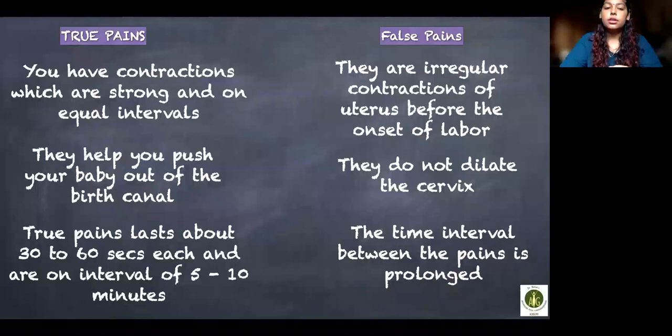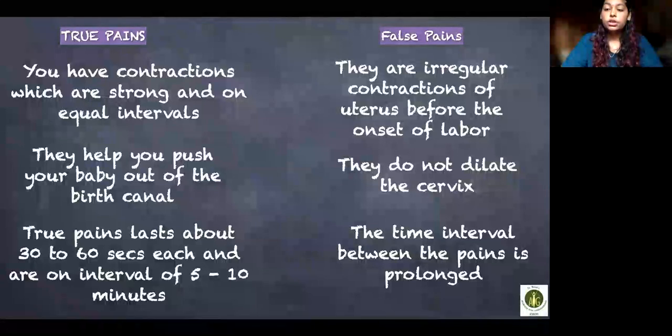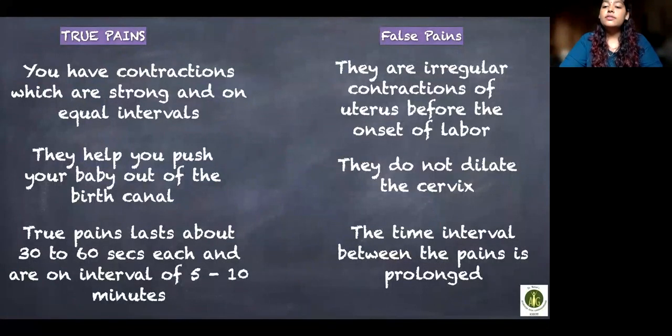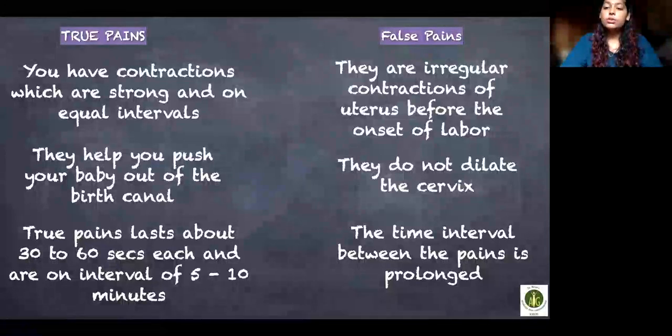True pains are basically strong contractions at equal intervals of time. Each contraction usually lasts 30 to 60 seconds, at an interval of 5 to 10 minutes. This will help you push out the baby, and it will thin the lining of the uterus and the cervix so that the baby moves out easily.